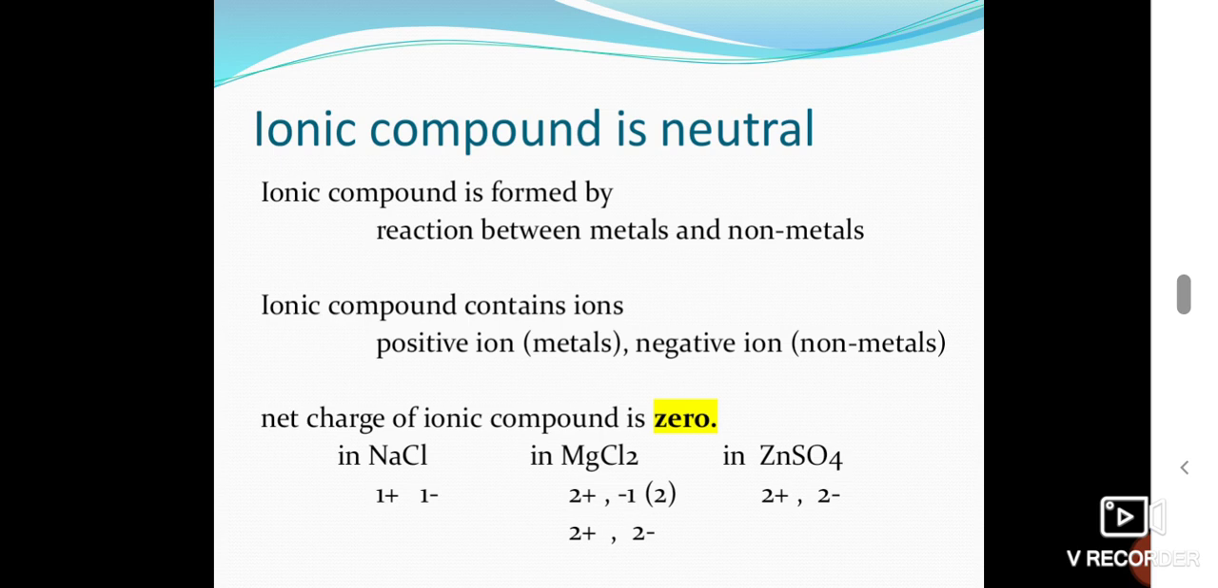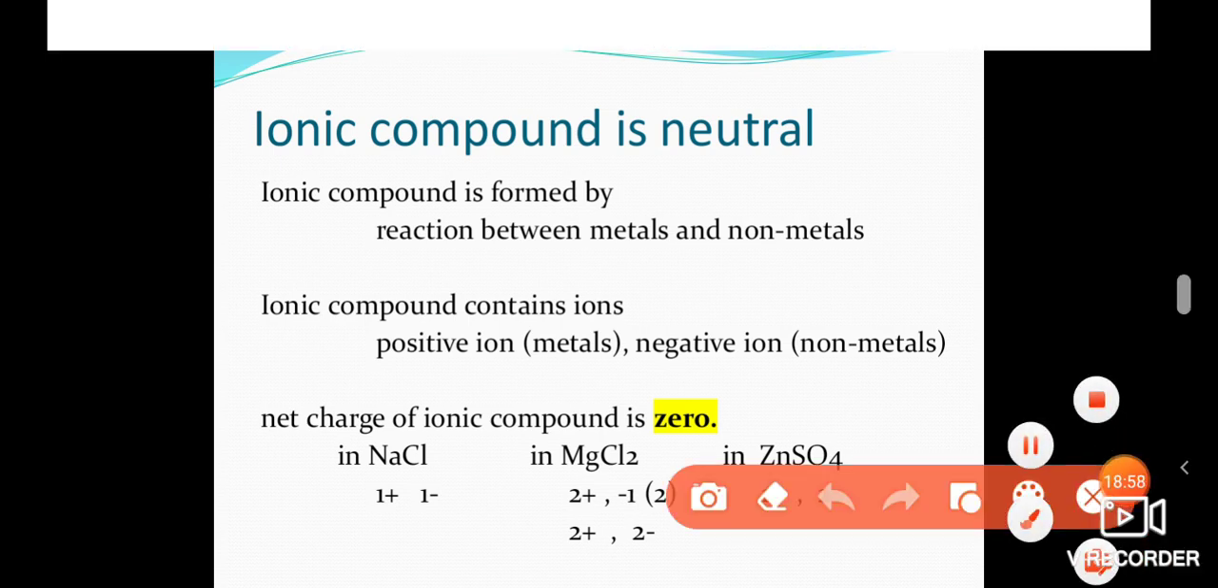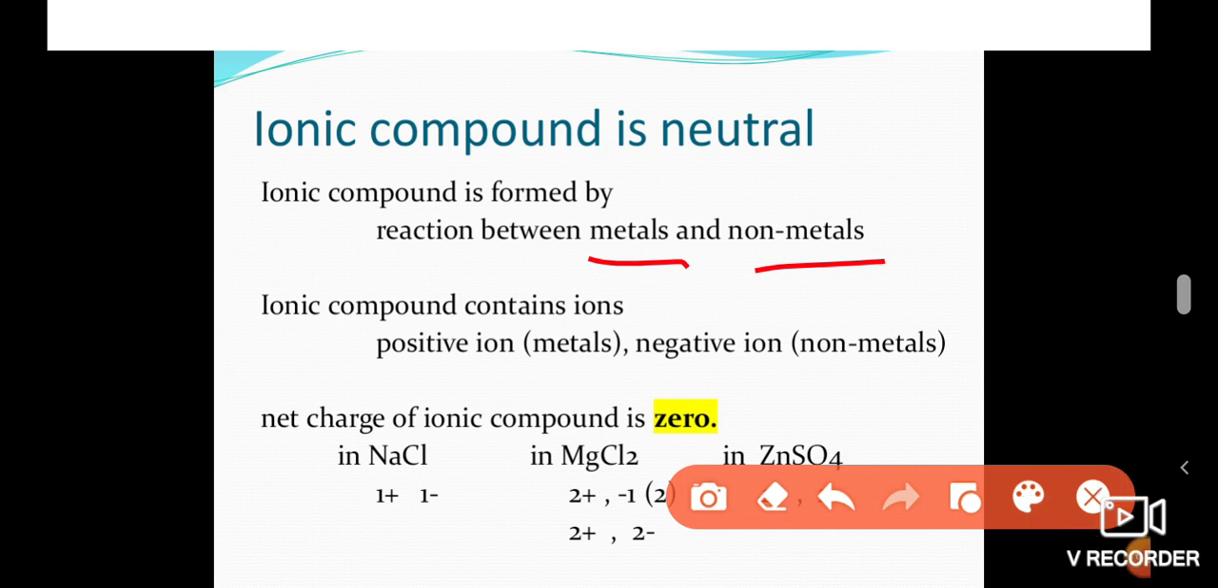Next, an ionic compound is neutral. We know the ionic compound. How is an ionic compound formed? An ionic compound is formed by a reaction between metals and non-metals, isn't it? So metals and non-metals react together to form an ionic compound. That ionic compound is neutral. Neutral means it has a charge of 0.